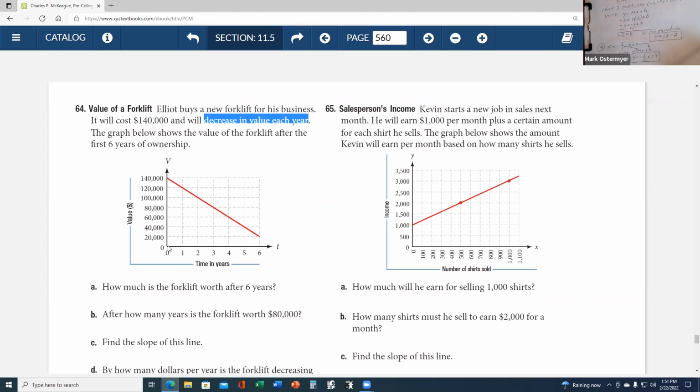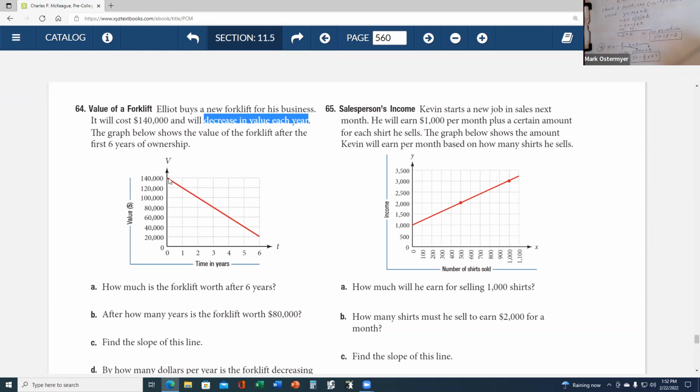Notice the horizontal axis is the time in years and the vertical axis is the value of the forklift. Notice at time t equals 0, that's when the forklift was just purchased. That's going to be the y-intercept up here, which is $140,000. So the value of the brand new forklift is represented by the y-intercept of this graph. Notice the value of this forklift steadily falls versus time. After 6 years of ownership, the value of this forklift has lost $120,000 worth of value. It's all the way down to a value of a pithy $20,000.